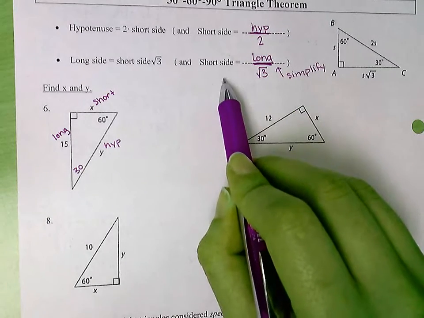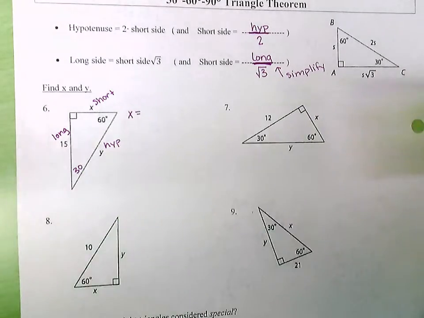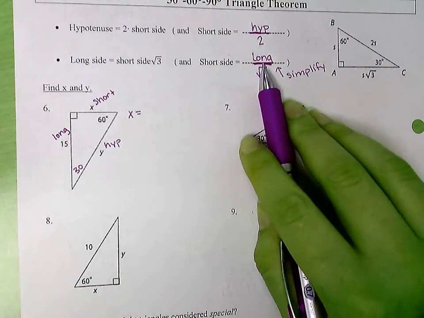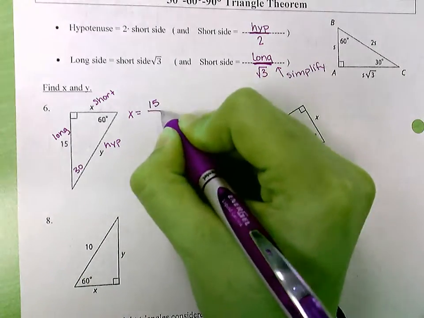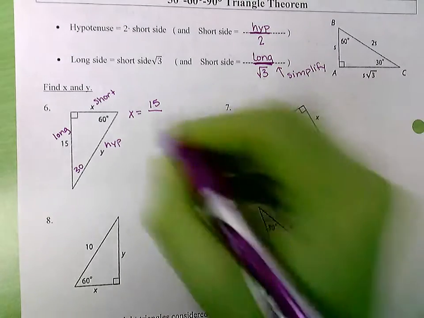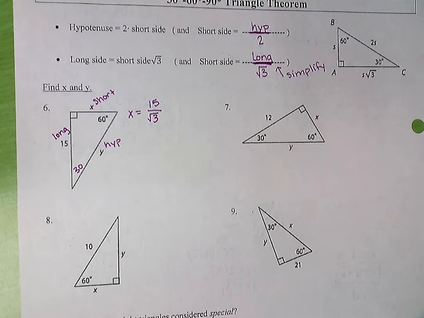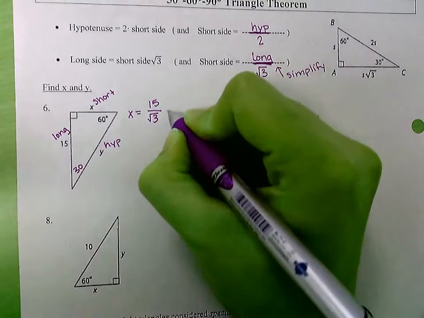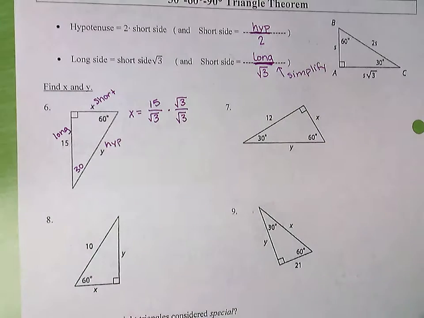So now I'm going to plug in what I know just like I did on the front. Okay, so short side is x. That's equal to the long side, which I have is 15, over the square root of 3. Okay, and I want to simplify just like I did on that last problem on the front. So I want to multiply it by a version of 1. Okay? So I'm going to multiply by the square root of 3 over the square root of 3 because that's what was in my denominator.